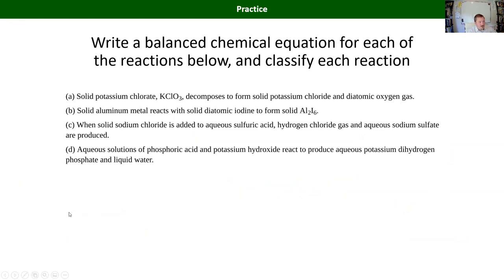All right, we're going to skip these. Now, this is actually good practice though for taking a verbal or written description of a chemical reaction and translating it into a chemical reaction written out. So: solid potassium chlorate decomposes to form solid potassium chloride and diatomic oxygen gas. That's everything you need to be able to rewrite this as a reaction and then balance it. We're going to leave these alone for now, but I'd be happy to go over some of these in office hours or give you a key if you work on these and want to know if you got your answers right or not.